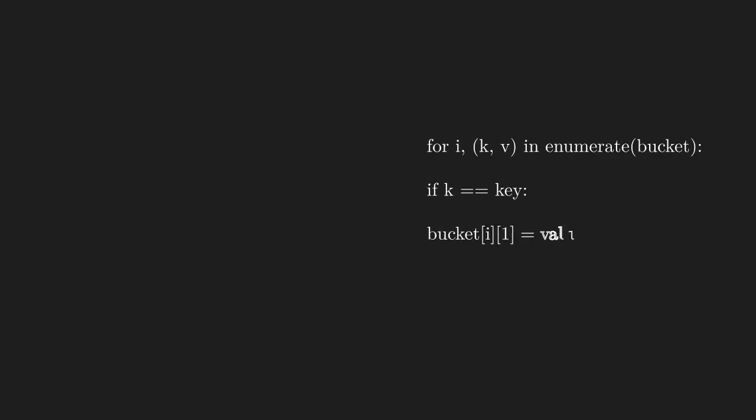Inside the loop, we compare the current key k with our target key. If k equals key, they match, and we found an existing entry. We update the value at this specific index in the bucket by writing bucket[i] = (key, value). Since the update is complete, we immediately return.